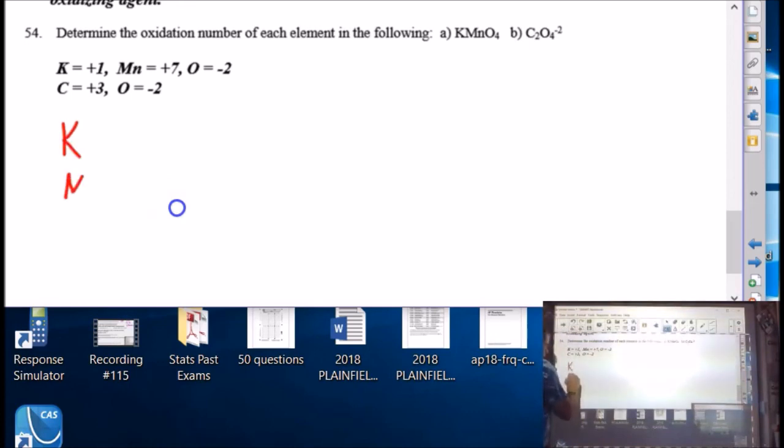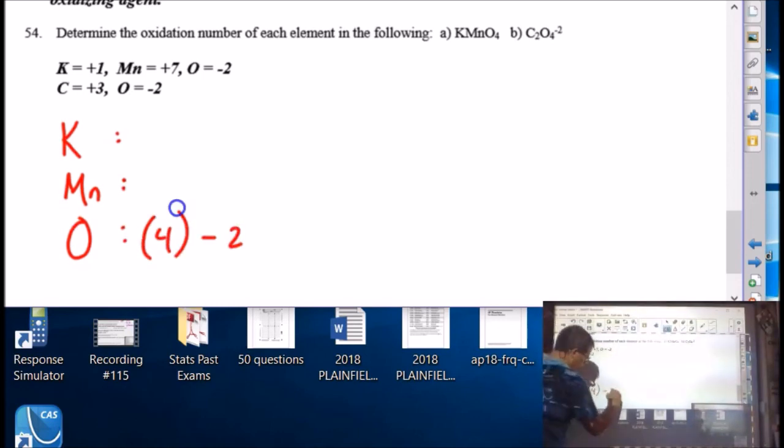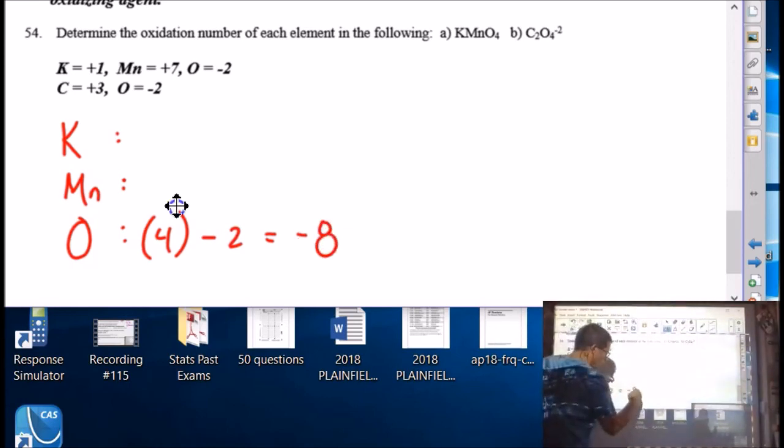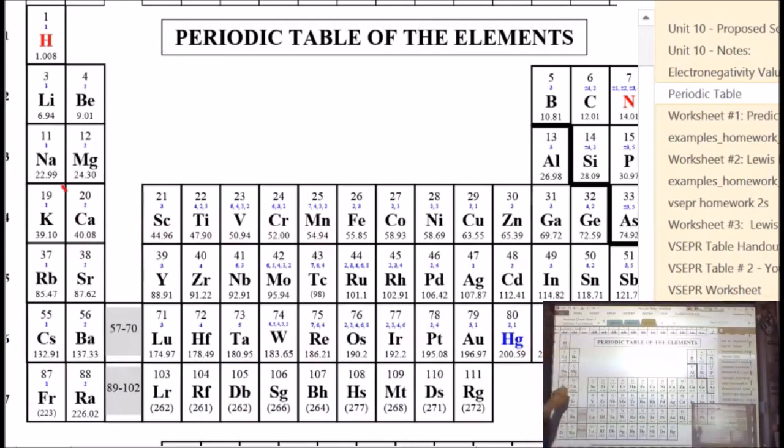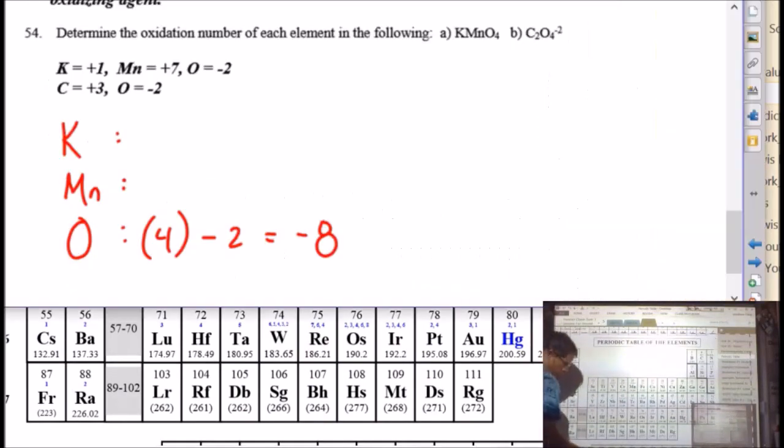So KMnO4, okay? So we want to find out how many we have. So we have 4 oxygens. As we stated, the oxidation number for that is always going to be -2. So 4 times -2 is -8. Potassium, group 1A. So if we were looking at our periodic table here, potassium's right here in group 1A, so it has a +1 charge.